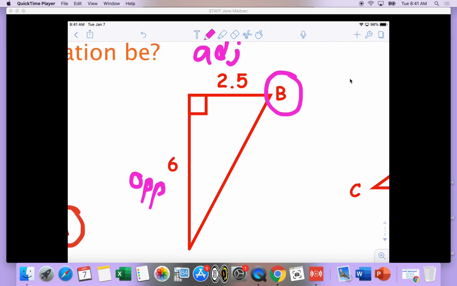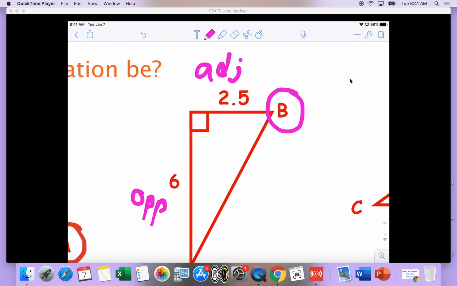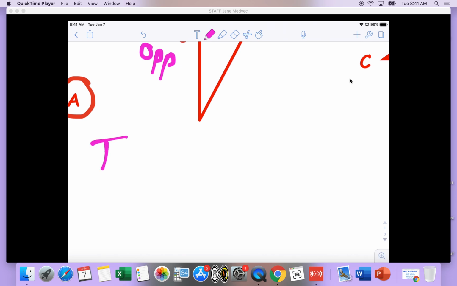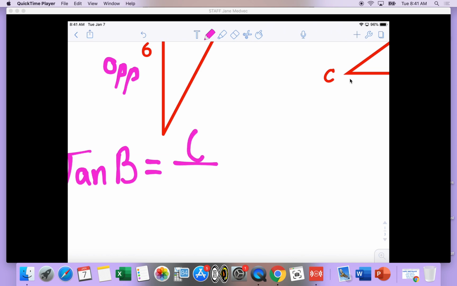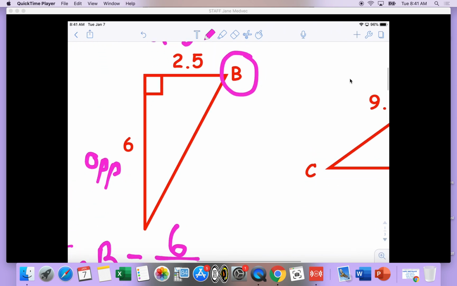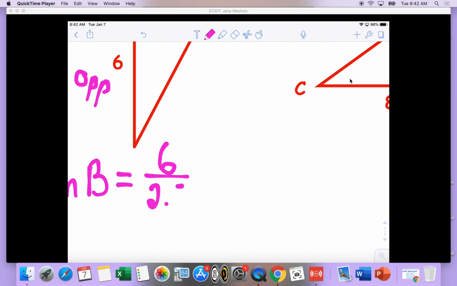So I've got adjacent and I've got opposite. Take a look at our trig functions. Am I going to use sine, cosine, or tangent? I'm going to pick tangent because I've got opposite and adjacent. That's what the TOA means. So tangent B equals, and which number goes in the numerator, or the top? 6, because it's opposite over adjacent. And then the adjacent is going to be 2.5. Questions on that?